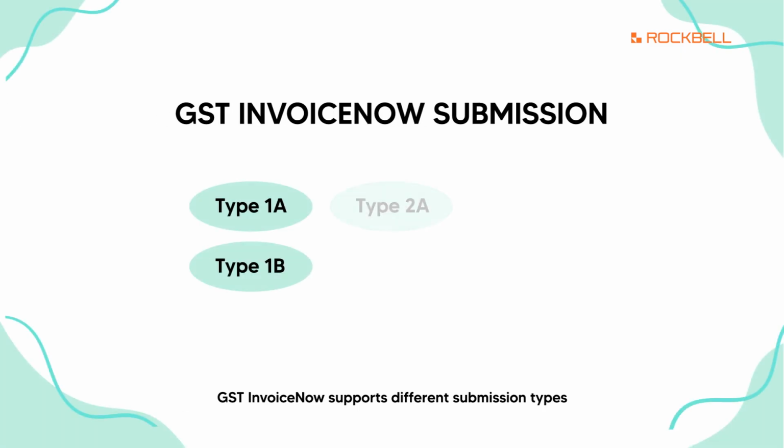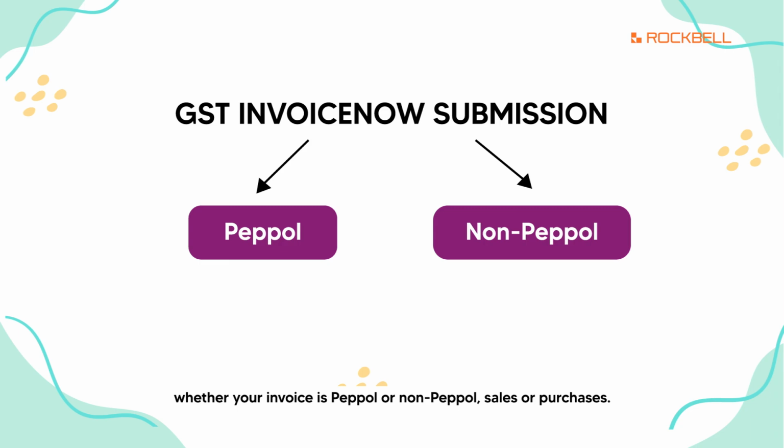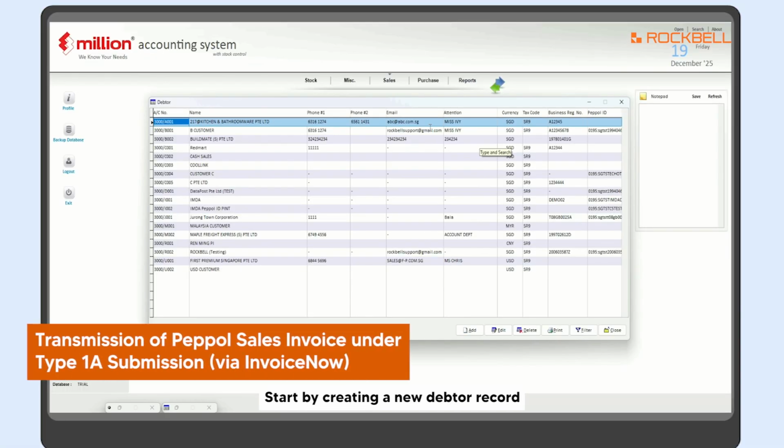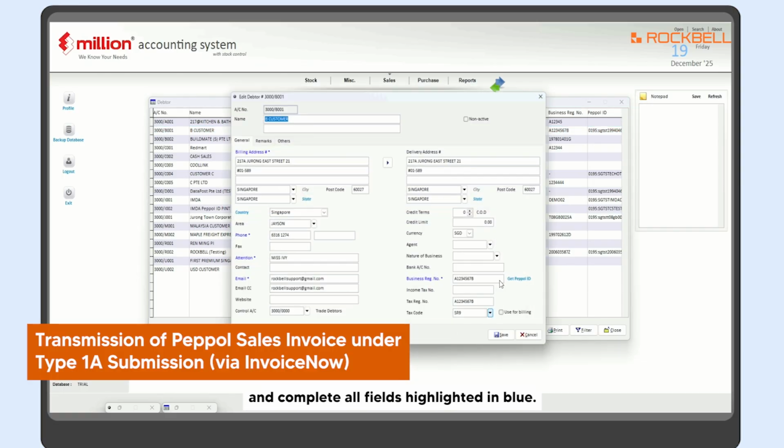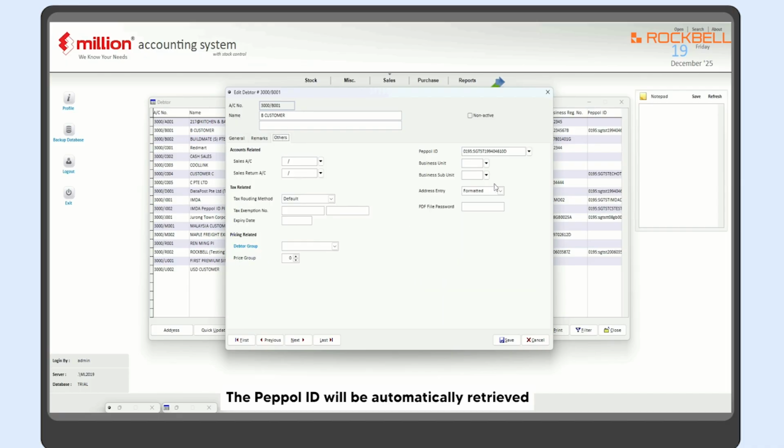GST InvoiceNow supports different submission types, whether your invoice is PEPL or non-PEPL, sales or purchases. Let's walk through each one. Start by creating a new debtor record and complete all fields highlighted in blue. Enter the debtor company's UEN. The PEPL ID will be automatically retrieved by the system using the company's UEN.